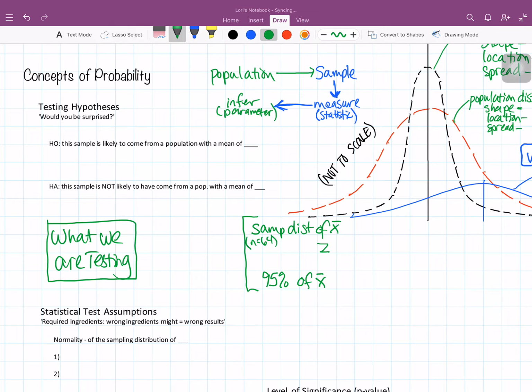Hello and welcome to our discussion on concepts of probability. This is a big topic, so we'll be breaking it down into smaller parts.